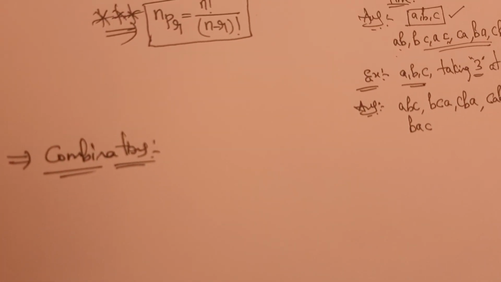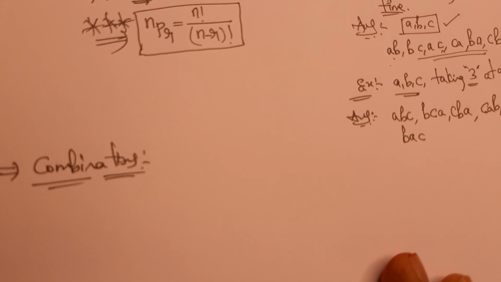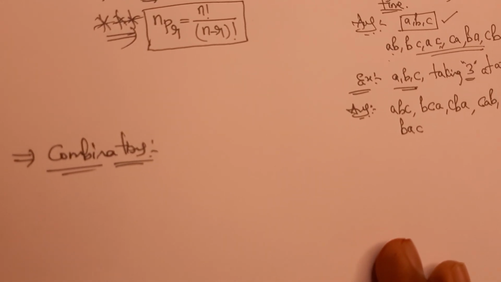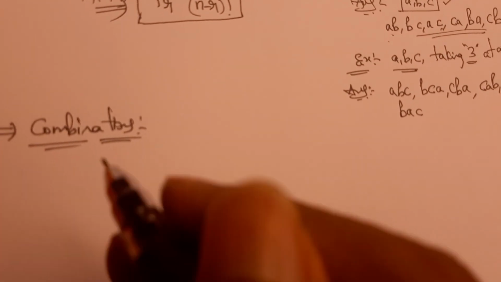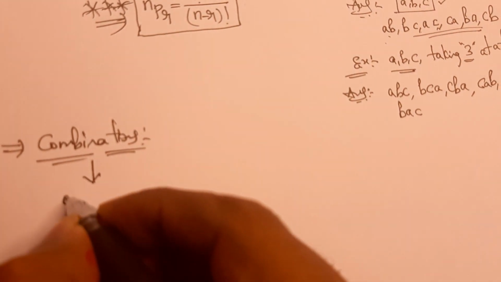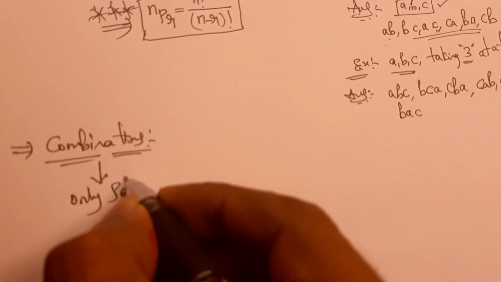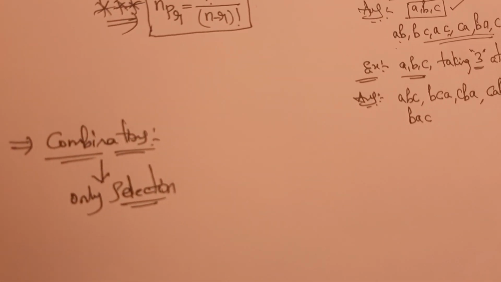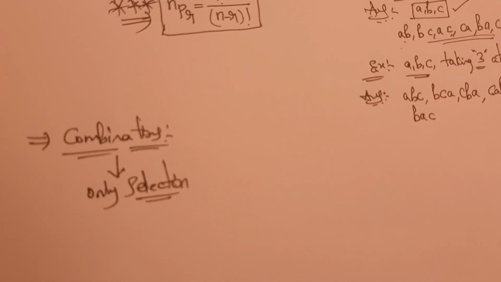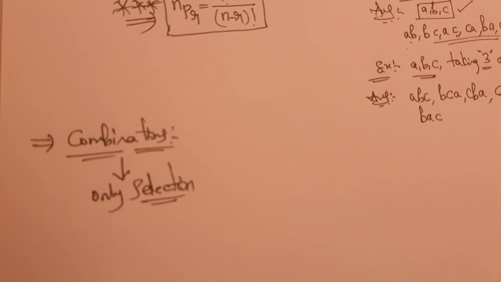Here, for permutations, that will be the study of arrangements. For combinations, only selection will be there. Only selection. Okay, let's see the standard definition for the combination.